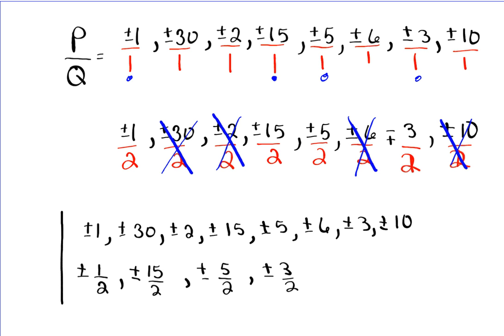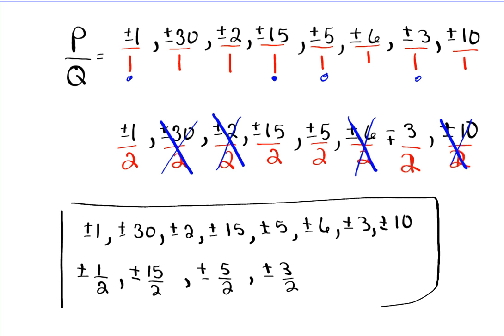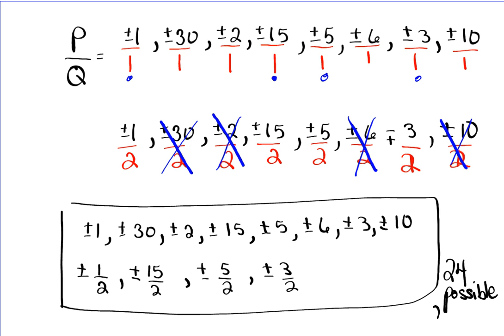And this is for a total number of how many factors that are possible roots? That is 24 possible factors. All right, there's 24 possible roots or zeros. Now, that's not that bad.